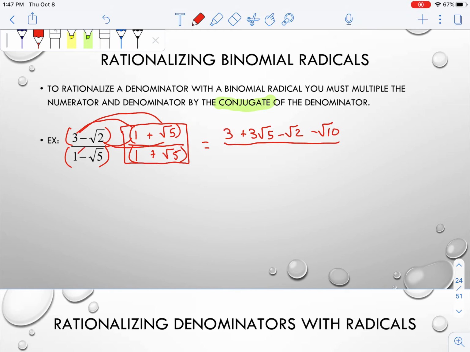In my denominator, watch what happens. I should no longer have a radical down there. So 1 times 1 is 1. 1 times root 5 is positive root 5. Negative root 5 times 1 is negative root 5. And then negative root 5 times root 5 is negative root 25. Most of you can say negative 5 there. That's fine. So my numerator doesn't change.